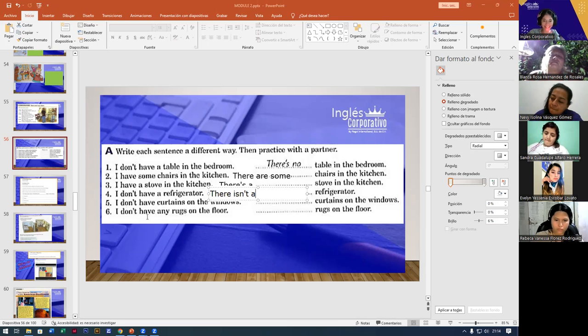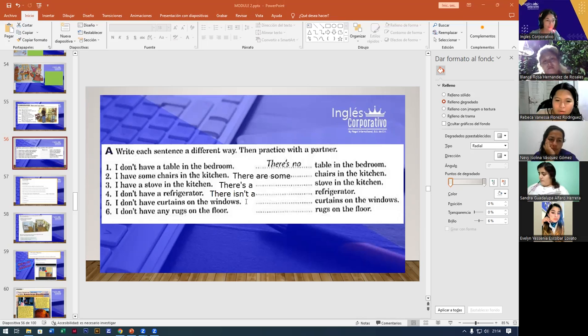That's really nice. Good. Rebecca Vanessa, continue with number five. I don't have curtains on the window. There aren't curtains in the window. That's good. That's one option. Yes. There aren't curtains on the windows.